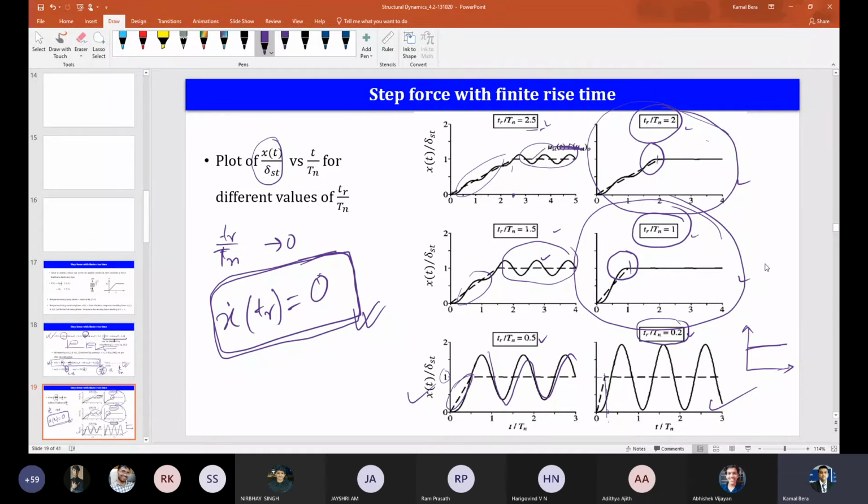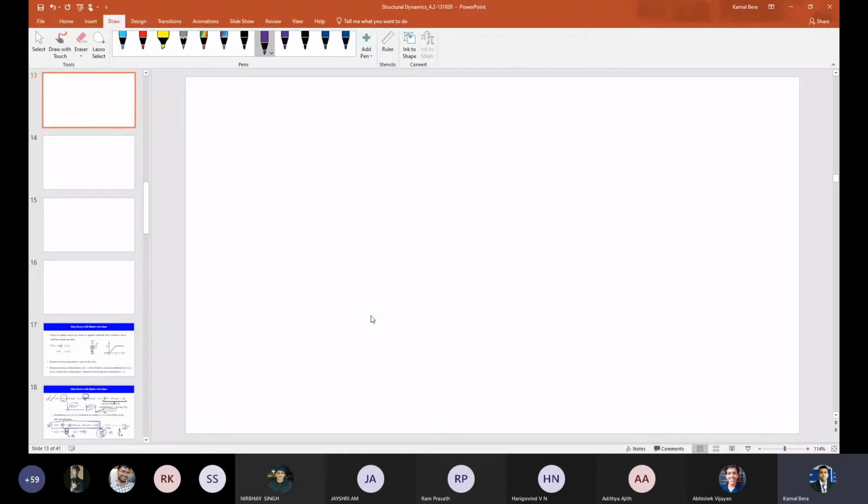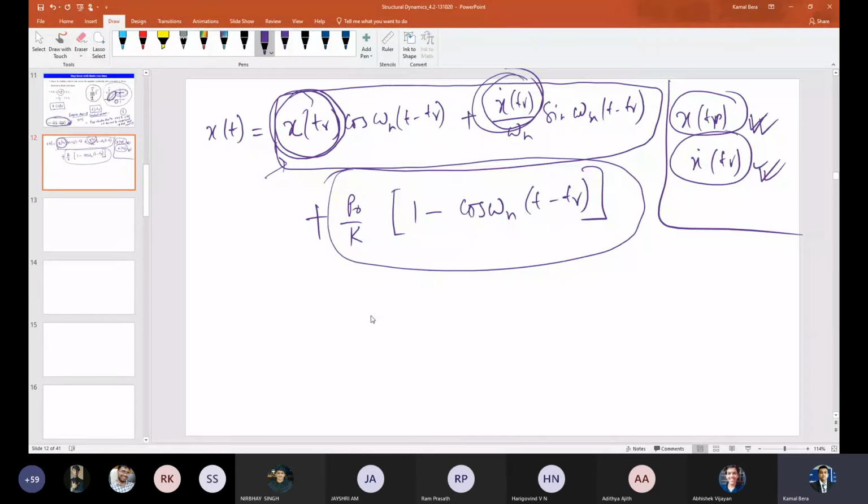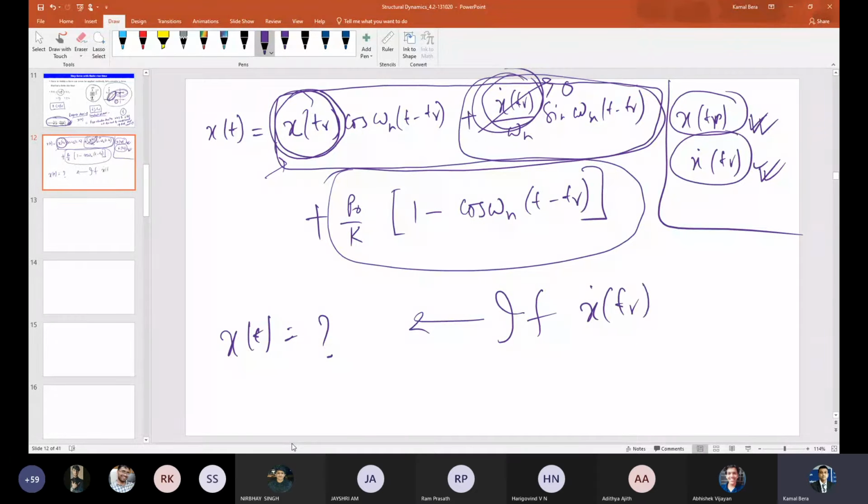Okay. So let us first assume that at TR by Tn equal to 1, 2 or 3 even, this velocity is, let's say, 0. Okay, x dot TR equal to 0. So now just put it back into this expression. You can put x dot TR equal to 0 here. So basically this term vanishes. Just simplify it, substitute x TR, and tell me what x t you are getting if x dot TR equal to 0.